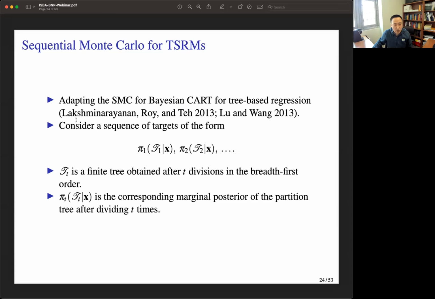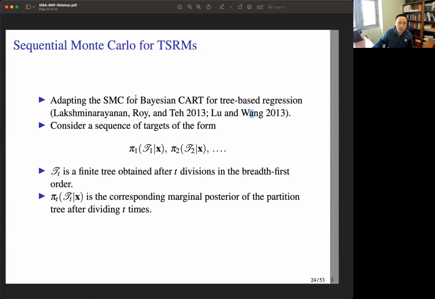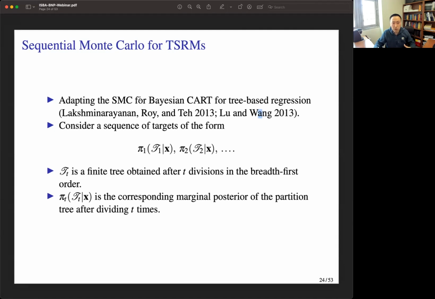It turns out that there is some recent literature, especially this first paper, which is very useful. Oh, sorry, this is a typo, Lu and Wang, from Wing Wang's group. These two papers in 2013 considered strategies of using sequential Monte Carlo as a computational strategy for sampling tree posteriors. And our first goal here is to adopt that strategy. We consider a sequential Monte Carlo strategy.